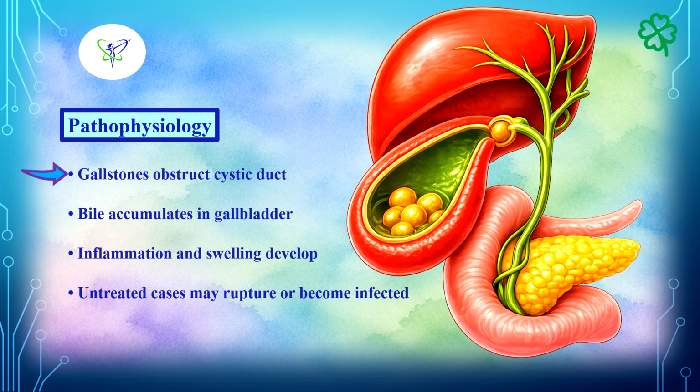The gallbladder is a small organ located underneath the liver, and its job is to store bile, which helps digest fat. When a gallstone gets lodged in the cystic duct, bile cannot flow out properly. This causes pressure to build up inside the gallbladder, which leads to irritation, inflammation, and swelling. Over time, if the blockage is not relieved, bacteria can grow in the trapped bile, increasing the risk of infection and possible rupture of the gallbladder.